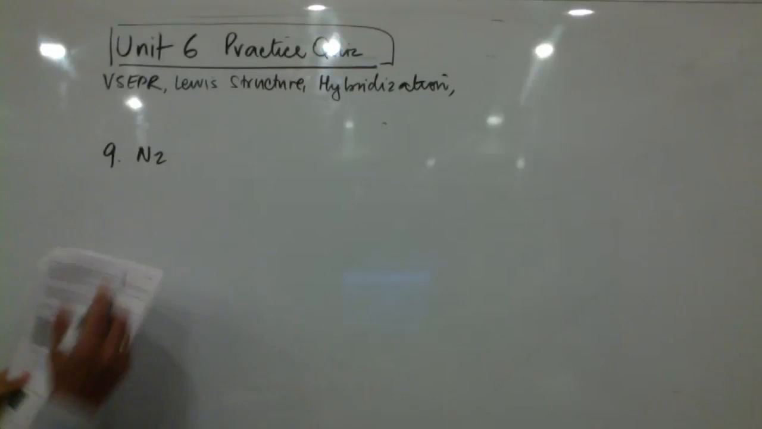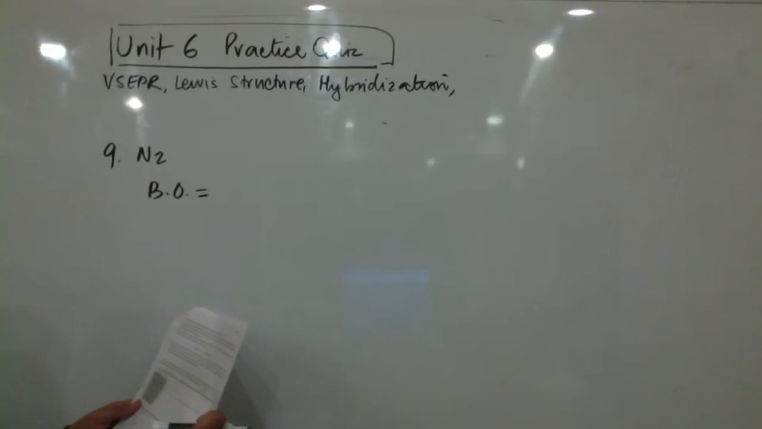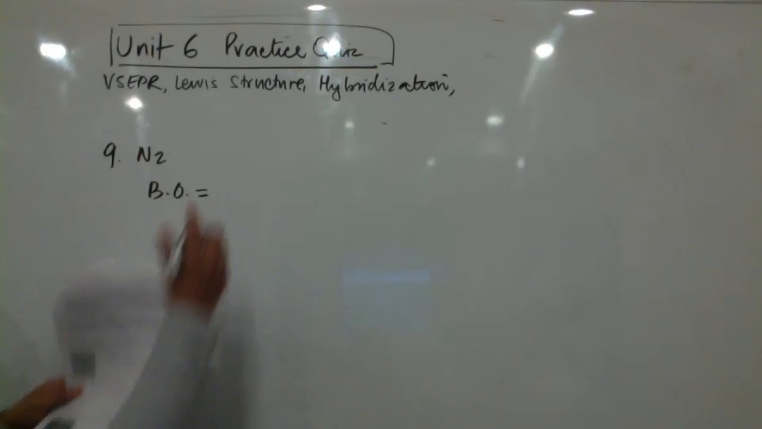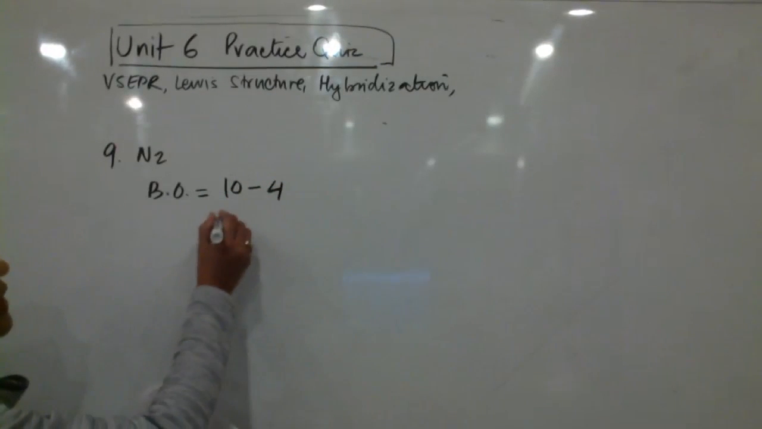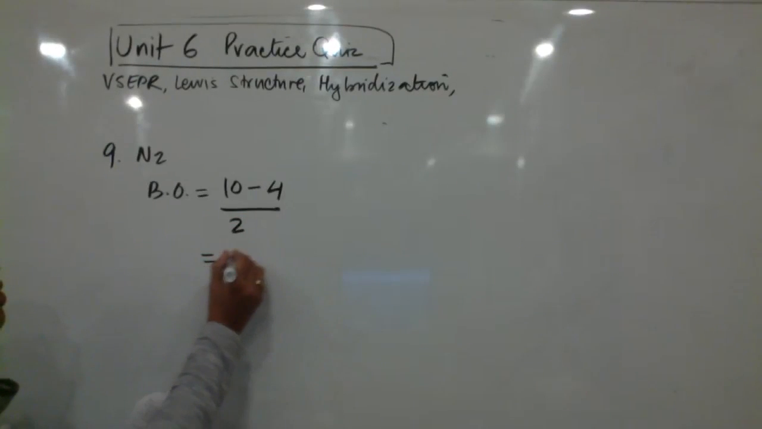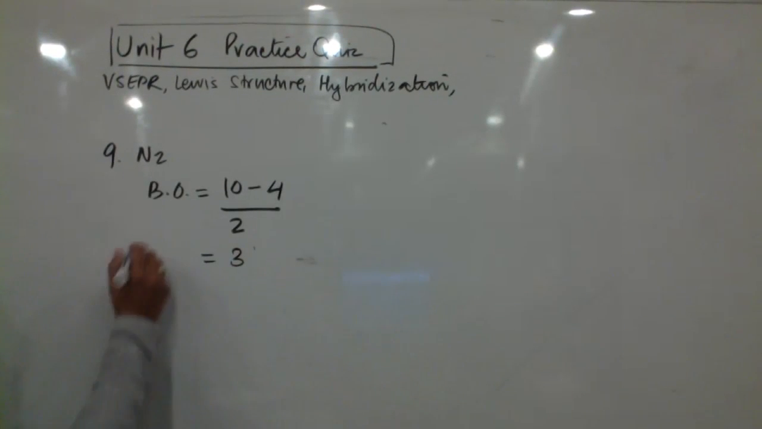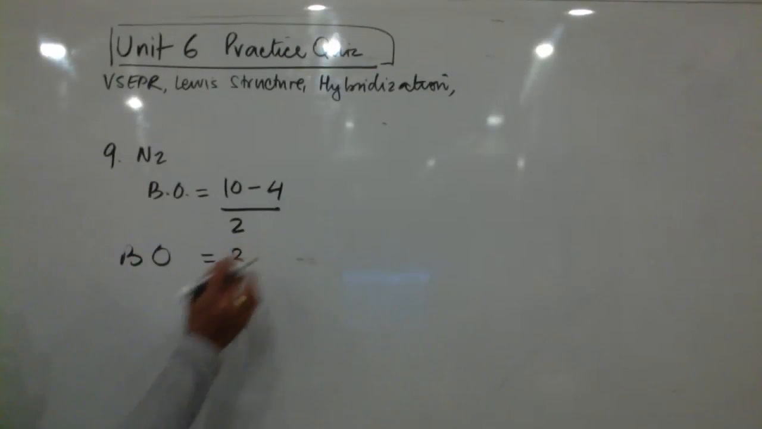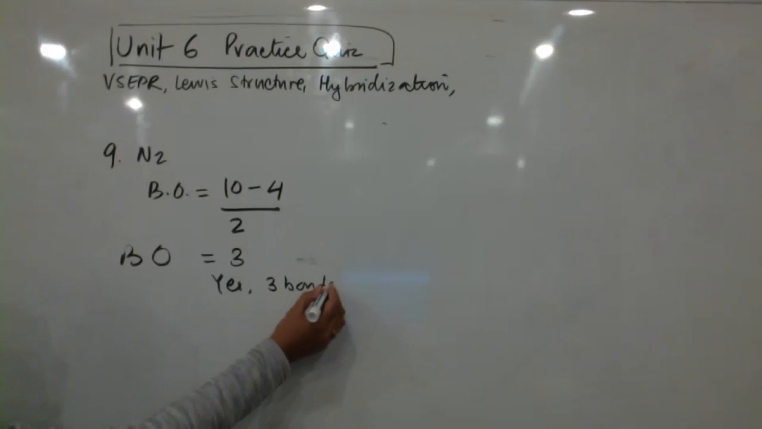And to calculate bond order, number of electrons in bonding orbitals will be 10. 10 minus, it has 4 in anti-bonding orbital, divided by 2. So that's 3 bonds. And bond order is 3. So what does that mean? So bond order is 3, meaning that yes, it can form and there will be 3 bonds between 2 nitrogen atoms.